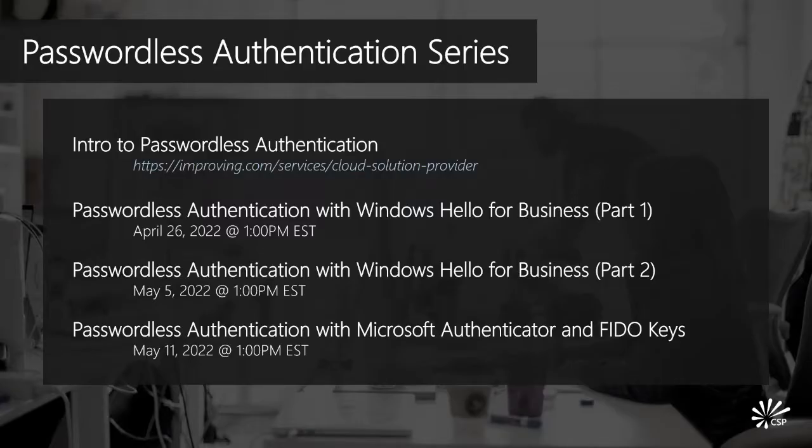Our second part next week, we'll do a walkthrough of actually setting up Windows Hello for Business in a live environment. So hopefully you can see what it takes to get this up and running and start using it in your own environment. And then finally, we'll wrap up our passwordless authentication mini-series by going into the Microsoft Authenticator app as well as FIDO2 security keys as our other passwordless authentication options.